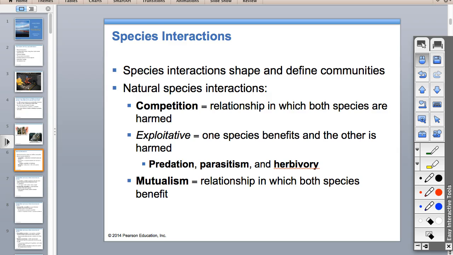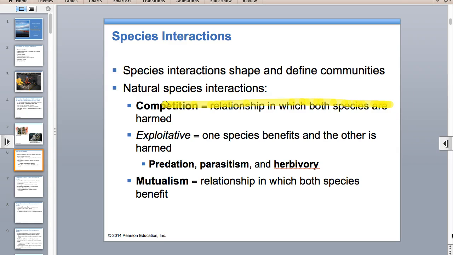So competition happens when both species are harmed, if you think about it, because they're both going to be vying for the same resource, and so that's going to hurt both of them. You have exploitative. Do you know what exploit means?